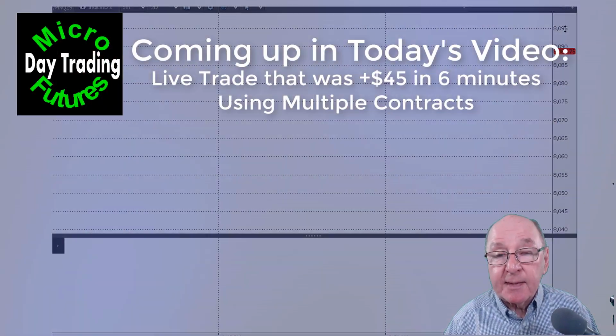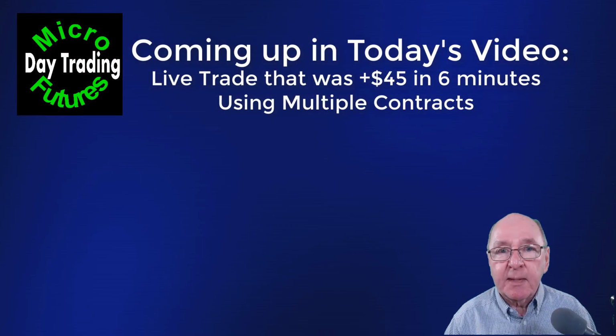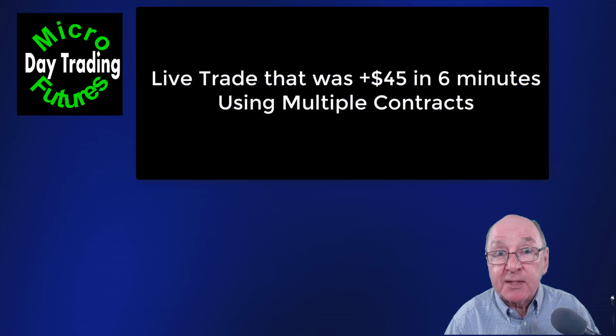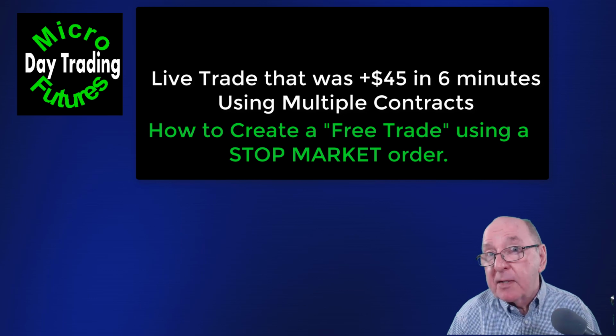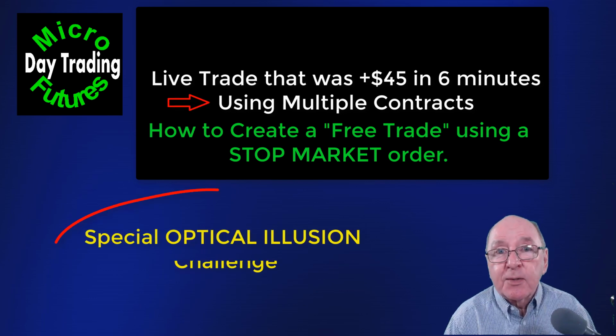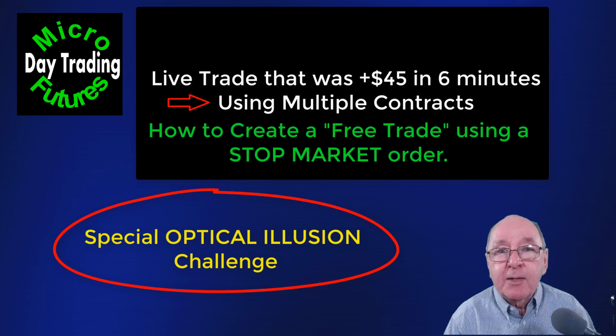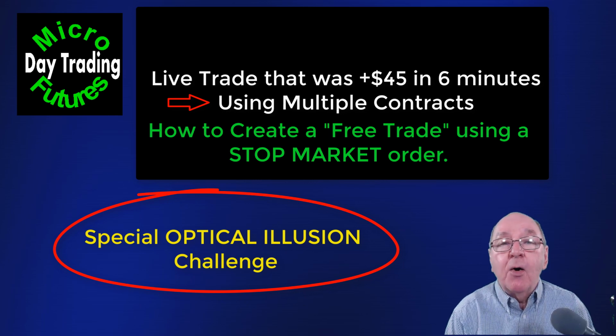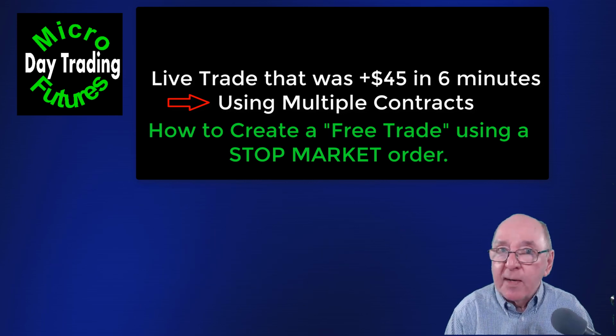A live trade that used multiple contracts where I made $45 in only 6 minutes. Another trade where I used a stop market order to create what I call a free trade. And I also have a test for you. I'm going to show you two charts and you find the optical illusion. Charts can fool you sometimes. All that and more coming up right away.